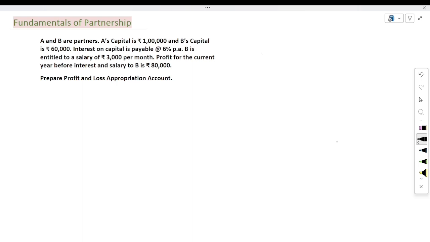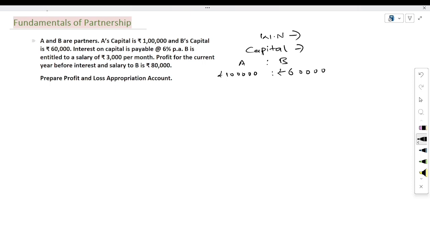Okay, let's see here. First of all, we will read the question and write down what things are to be mentioned in the question, then we will try to solve it. Here the question is: A and B are partners. A's capital is rupees 1 lakh and B's capital is rupees 60,000. So we will make just like a working note. First of all, capital is given: capital of A is rupees 1 lakh and capital of B is rupees 60,000.